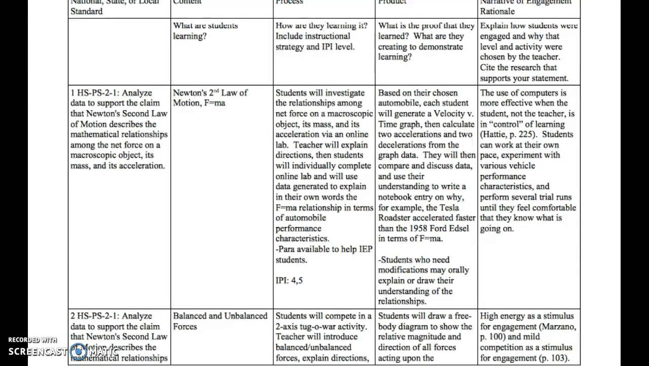And so then I had them write in their notebooks. I had them make a notebook entry in their own words describing this relationship. And then any students who needed modifications, I let them orally explain it, or on their graph, I had them look at the slope of one of their accelerations, and I said, if this line was steeper, would this car have greater acceleration or less acceleration? Or if this line was shallower, would it have greater or less acceleration?